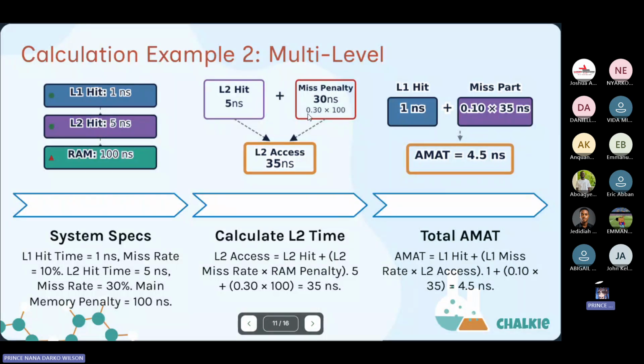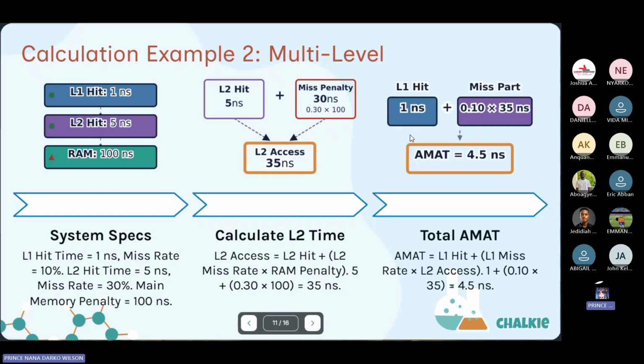Then the miss penalty is going to be the miss rate for level 2, which is 30% or 0.3, times the access time for the RAM, which will become the penalty and falls on level 2. So when I do 0.3 times 100, that gives me exactly what? 30. Now I have 30 plus 5, and that gives me 35 nanoseconds. Does that make this clear? Yes, sir. It's clear now. Exactly. So that is what the access time is about.